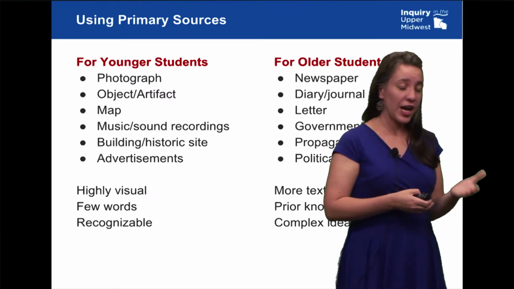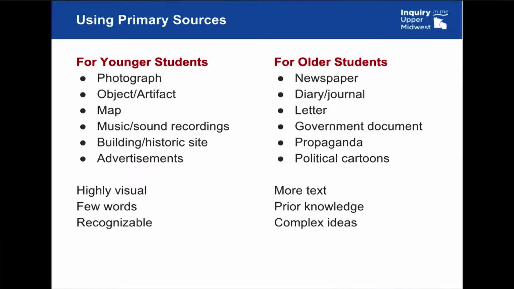There are a lot of different types of primary sources, so you're not just limited to one type of source. For younger students, students who are just learning to read or just learning about the past, using visual sources is really important. So things like photographs or objects, maps, audio recordings like music and sound recordings, things like buildings, and then also advertisements. It's important for younger students that they are highly visual, that there are not as many words, and that they are something that students recognize. Certainly advertisements are something that students see all the time.